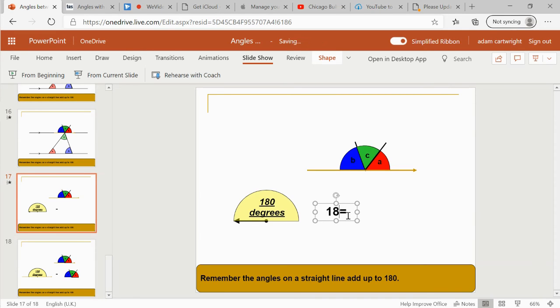Altogether, they equal 180. And if we add B plus C plus A, we should get 180. If we know that C is 45 and A is 50 degrees, that gives us 95 total on one side, meaning B has to be 85 degrees. All three of those angles add up to 180.